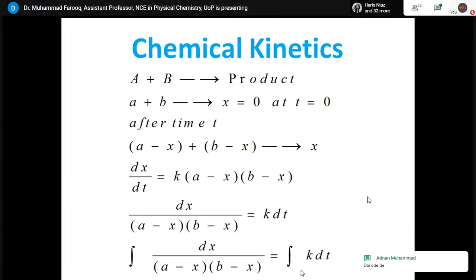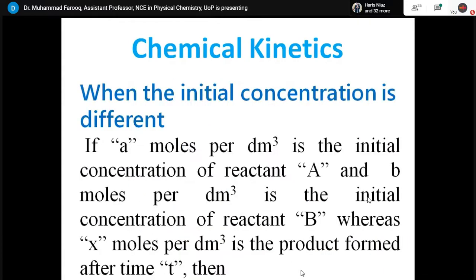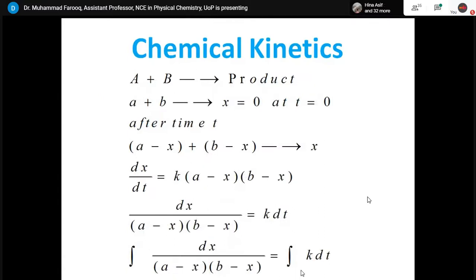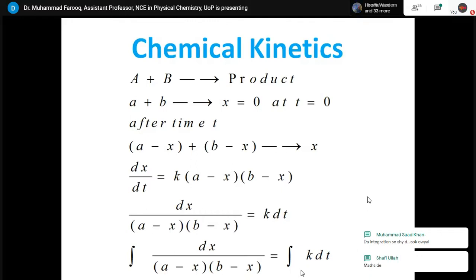What I said is that if the initial concentrations are different, suppose we have two reactants A and B, for example A plus B. If A is the initial concentration of A and B is the initial concentration of B, and X is the product formed, then at time 0, at the start of the reaction, the product will be 0. So A will be present, B will be present, and X will be 0 at time 0.